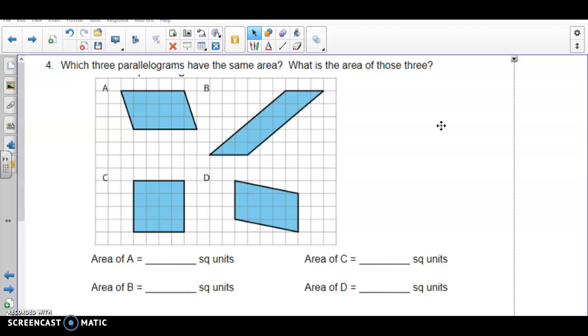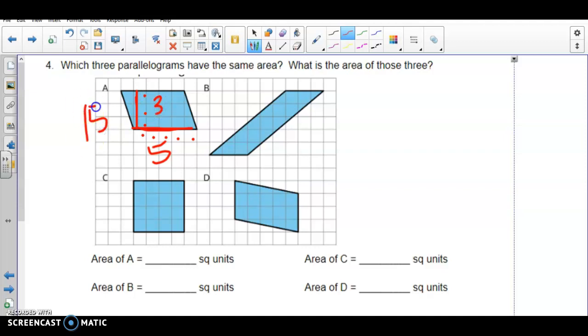So here we go. We're going to look for each one, and we're going to start with finding the base and the height. So here's the base, and here is the height for A. So the base, let's count the spaces between: 1, 2, 3, 4, 5. And the height is 1, 2, 3. So 3 times 5 is 15 square units for A.